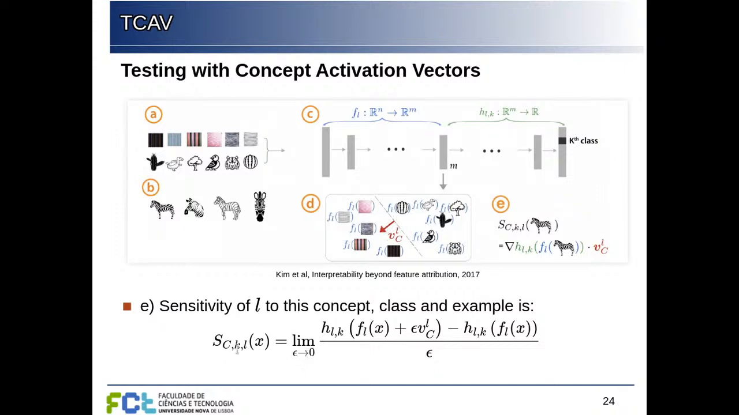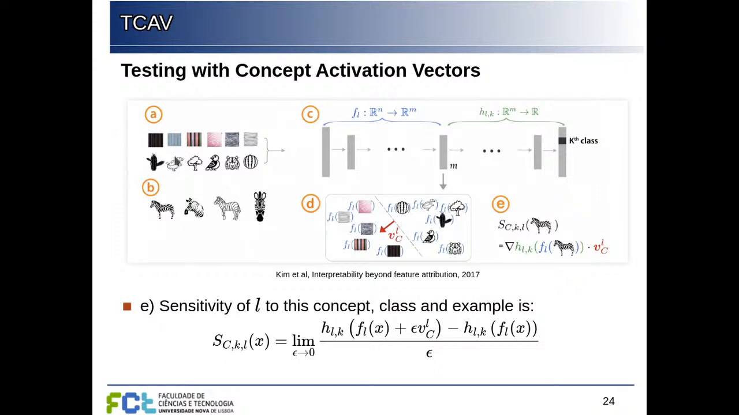So this is the limit as epsilon goes to 0 of the difference between the output of the neuron using the activations of the M layer here plus a fraction of this vector minus the original activation here. So how much is the activation changing as we change the activations of this layer in the direction of the concept that we determined here? And this will tell us how sensitive the classification of zebra is to the concept that we defined as stripes.